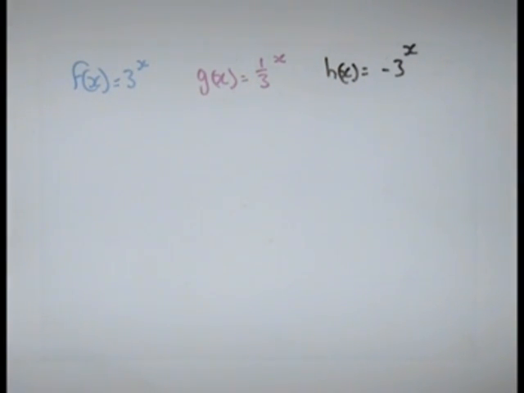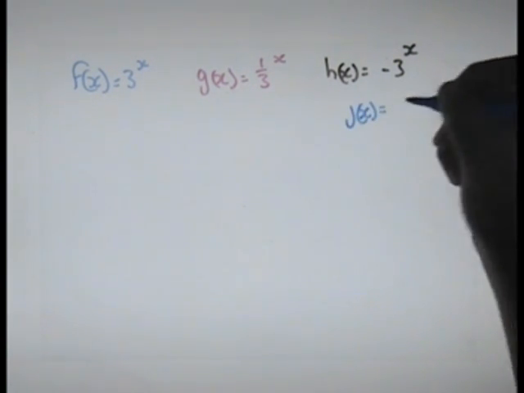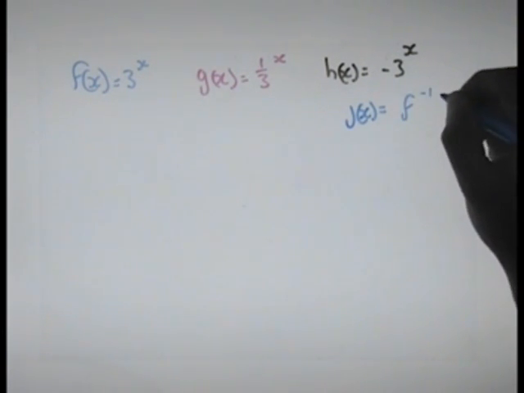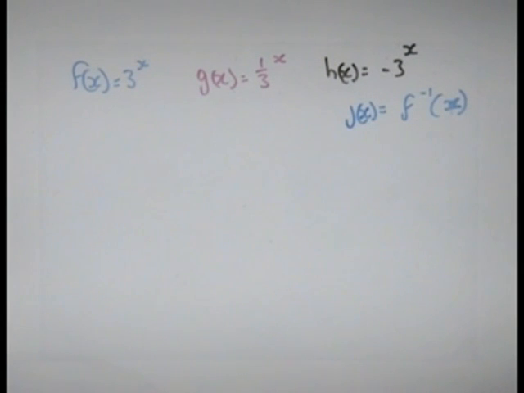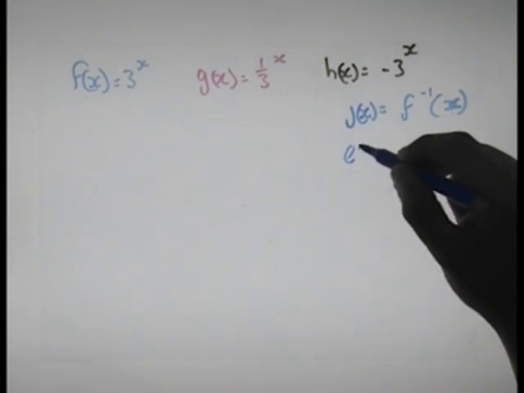And the last one, j of x is the inverse of f of x. Basically, we are looking for j of x, which is f minus 1 of x, which means that j of x is the inverse of f of x. And then I also asked you to give me the equation of j of x.